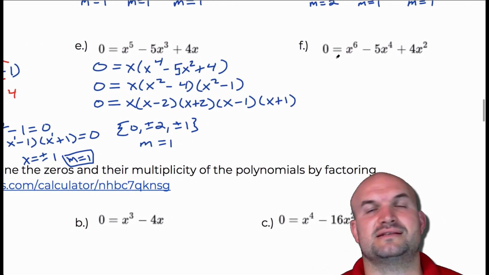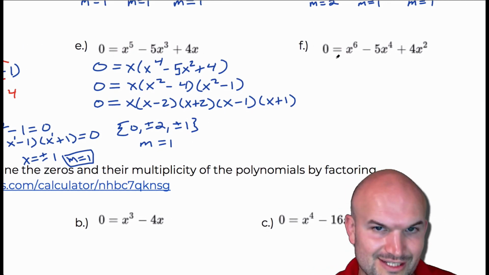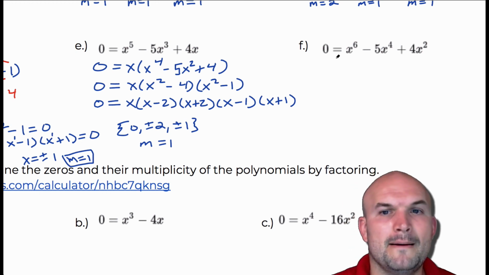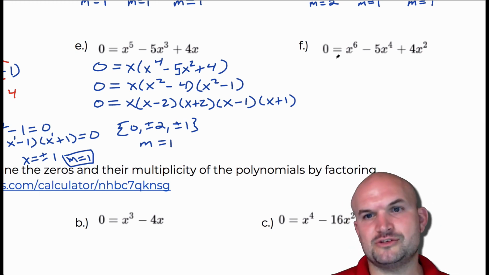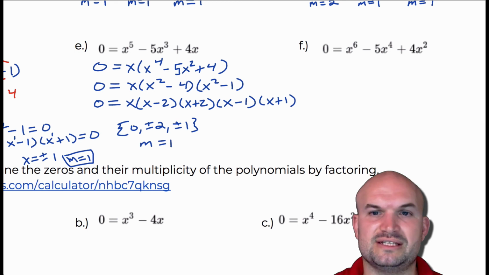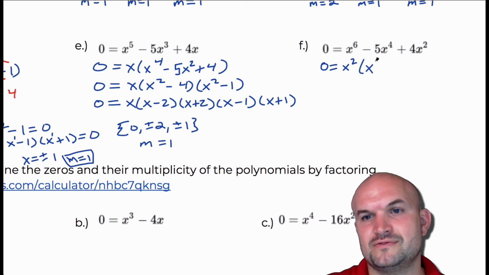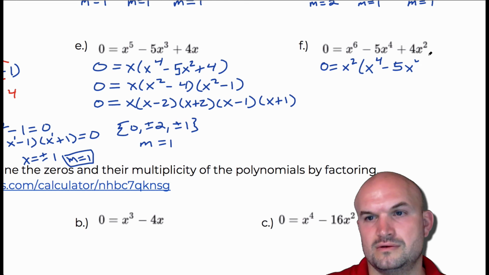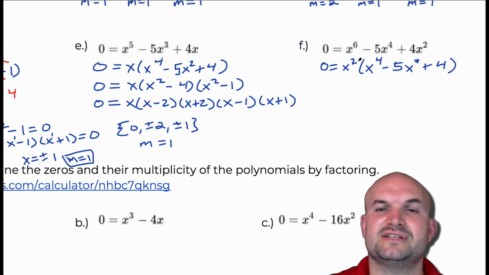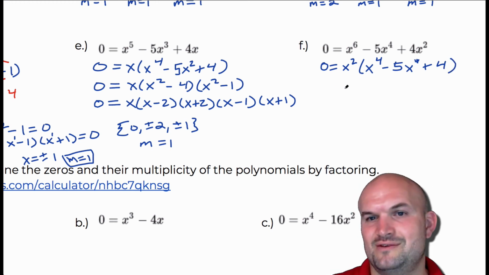All right, last example. We have x to the 6. Man, how many problems have you done that have been raised to the 6th power? Probably not that many. But again, we're looking for algebraic techniques. We're looking for a pattern. We see that we can factor out the x squared. So I'm going to factor out an x squared, and then I'm left with x to the 4th minus 5x squared plus 4. And again, you see, this is the same thing working again.